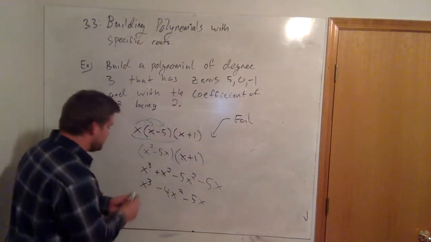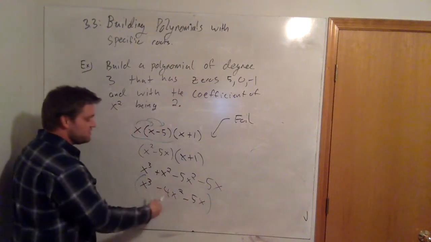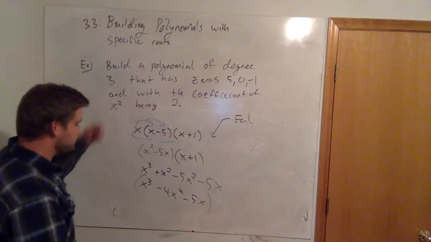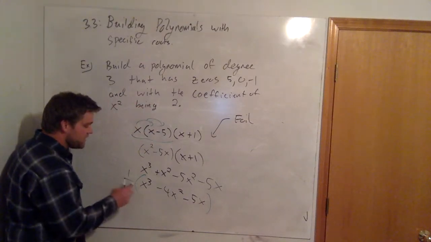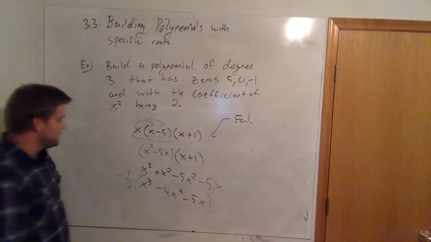So what I'm going to do here is scale this polynomial by a number to turn this negative 4 into a positive 2. So what should I multiply this by? I should multiply it by a negative 1/2 because that'll turn this negative 4 into a 2.